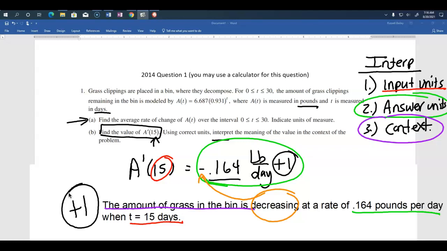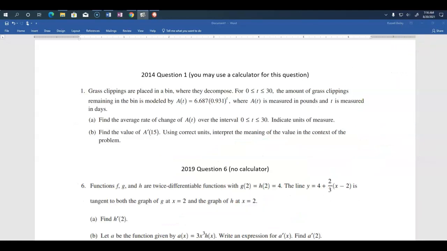So altogether, on parts A and B, we would have had a 4-point AP question here. 2 points for the first one, finding the answer in the units, and 2 points for the last one, finding the answer and the interpretation. All right? And we're going to do a lot of this. And every time we do an interpretation, it's always going to have those same 3 things in it. All right. Let's go ahead and take a look at our next question.